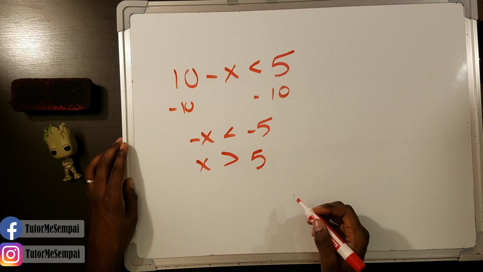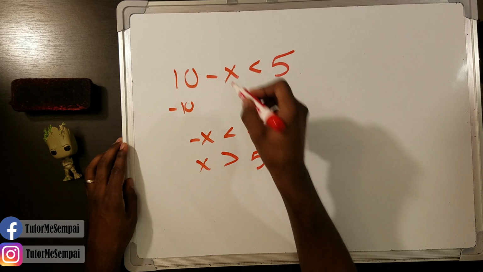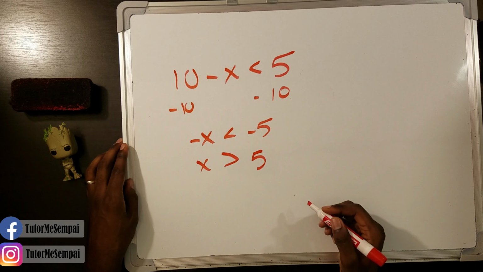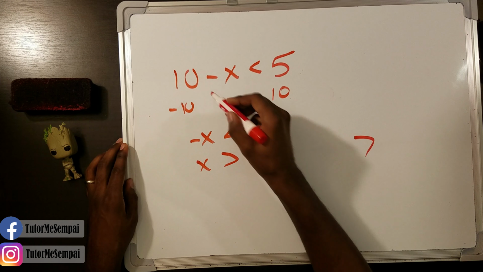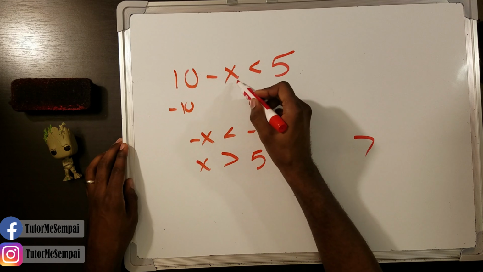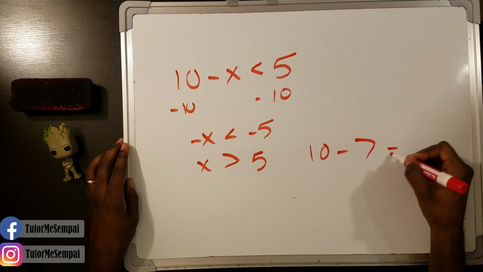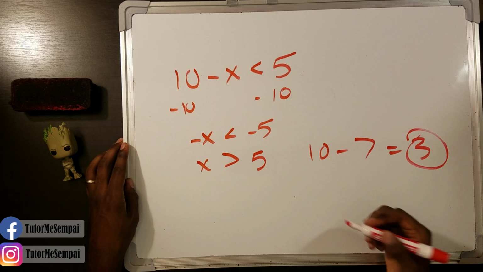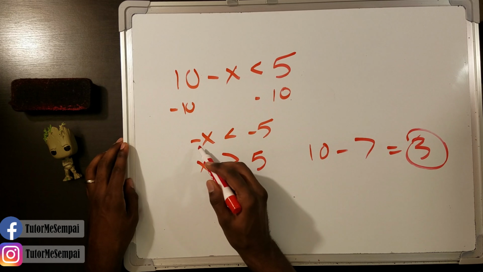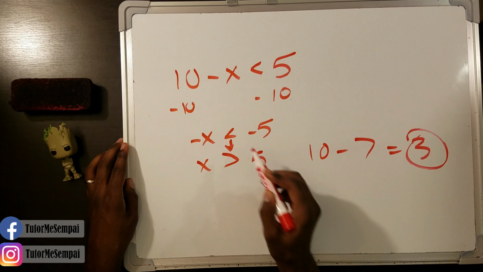And you can test it out. Pick any number greater than 5, plug it in here, and see if it makes sense. So let's say we pick 7, right? This says 10 minus 7 is less than 5. Well, what's 10 minus 7? 3. And is 3 less than 5? Yes. So you see, whenever we're going to be dividing or multiplying by a negative, we have to remember to switch the sign.